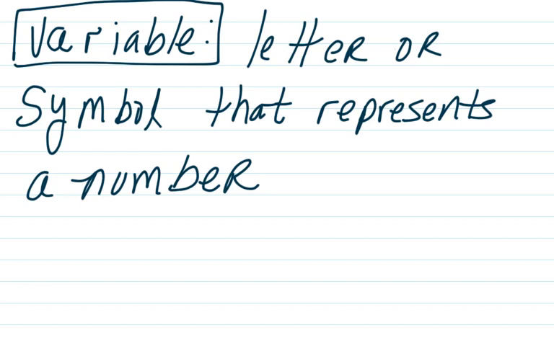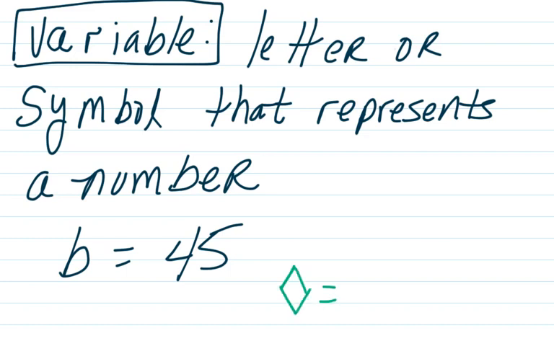Like a variable can be b. Like b equals 45, and you will know that b is the variable. Or we can have something like this, that diamond equals 16. And in this situation, the diamond is the variable, representing a number. Now sometimes we're going to have situations where they're not going to tell us what the numbers are. We have to find out what the unknown number is.